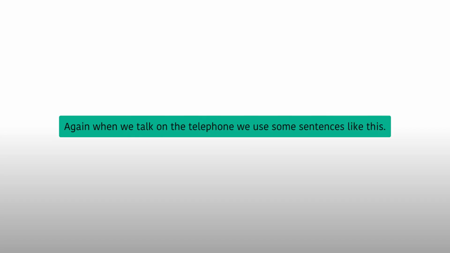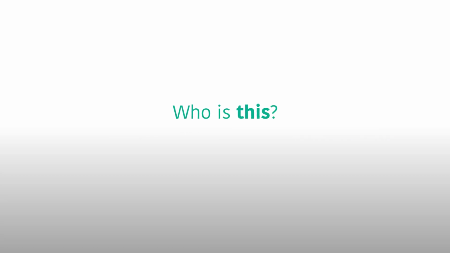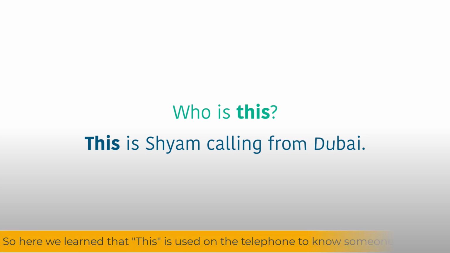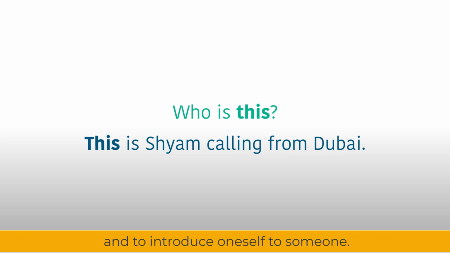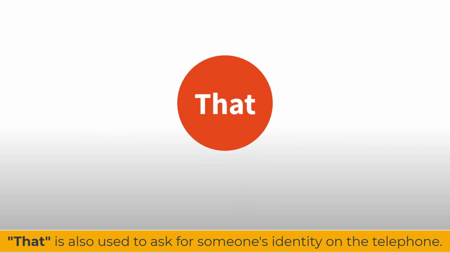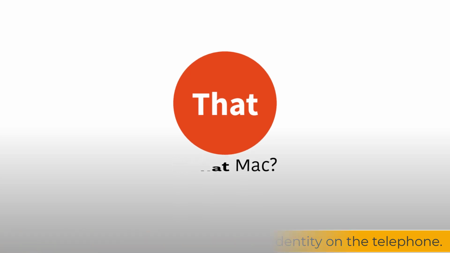Again, when we talk on the telephone, we use some sentences like this. Who is this? This is Sam calling from Dubai. So, here we learn that this is used on the telephone to know someone's identity and to introduce oneself to someone. That is also used to ask for someone's identity on the telephone. Is that Mac?